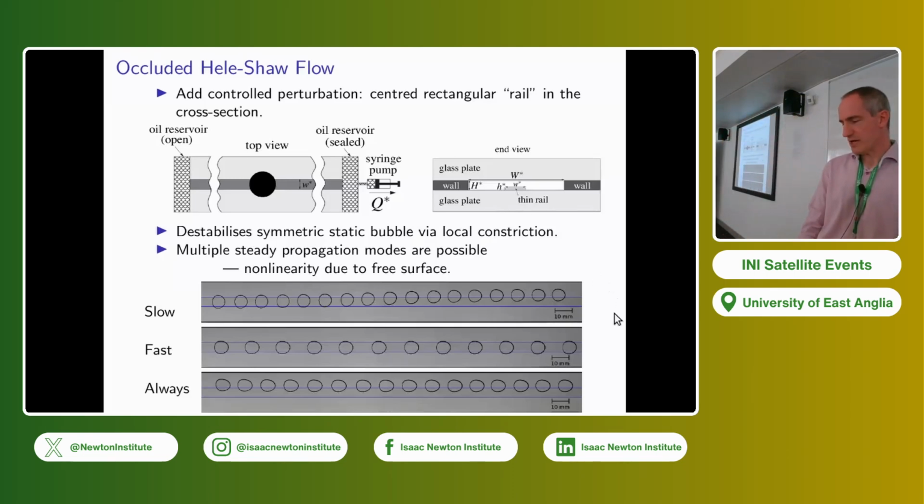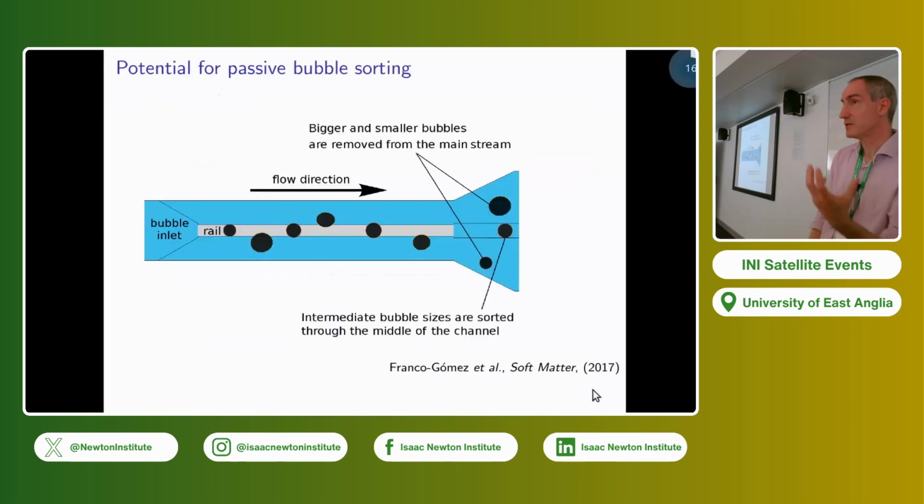So for a certain flow rate, when we first started looking at bubbles, we found that if you go slow, your initially symmetric bubble here moves along and then becomes asymmetric. If you go fast, you get a symmetric solution, and there's always another asymmetric solution around. And I'll mention in passing that this means you could actually do passive bubble sorting, because it turns out that it's the bigger and the smaller bubbles that get removed, and those of an intermediate size, about the same width as the rail, in fact, get transported along the middle. So that was really our first look at bubbles in these systems.